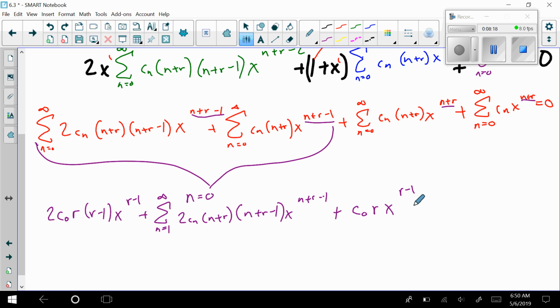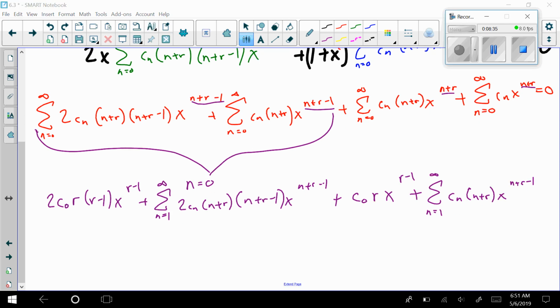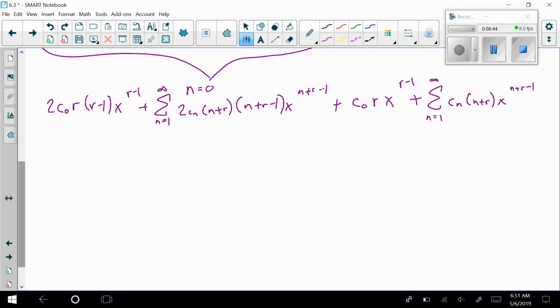And then after that, I have plus the summation of n equals 1 to infinity of my c sub n plus r, x to the n plus r minus 1. Remember, I'm only dealing with these two here in purple, and if we keep trying to simplify this a little bit more, when I combine these coefficients out here, I see this is x to the r minus 1 here and here. So I would have 2c naught r plus c naught r.